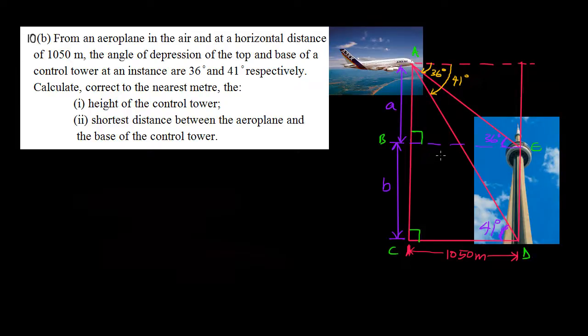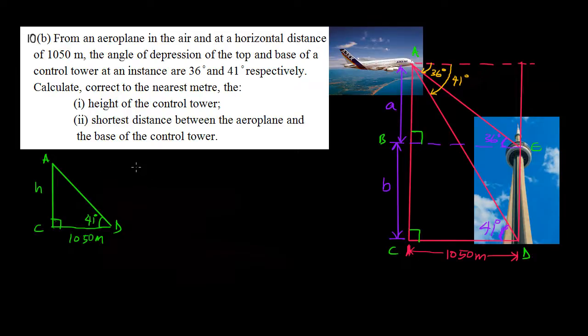This is also a right triangle, so we can just bring that out. ACD, let's say this is the right triangle. Now the distance from A to C, let's just take it as H, for example. This is 41 degrees, and this is 1050 meters. Alright, that's 1050 meters. We need to calculate H here.